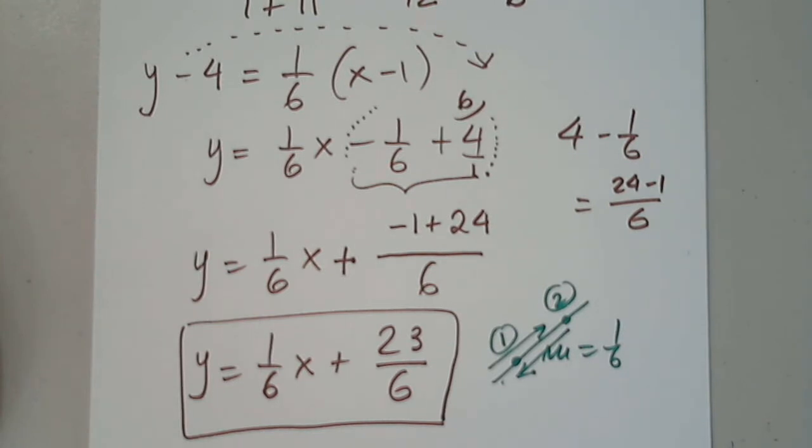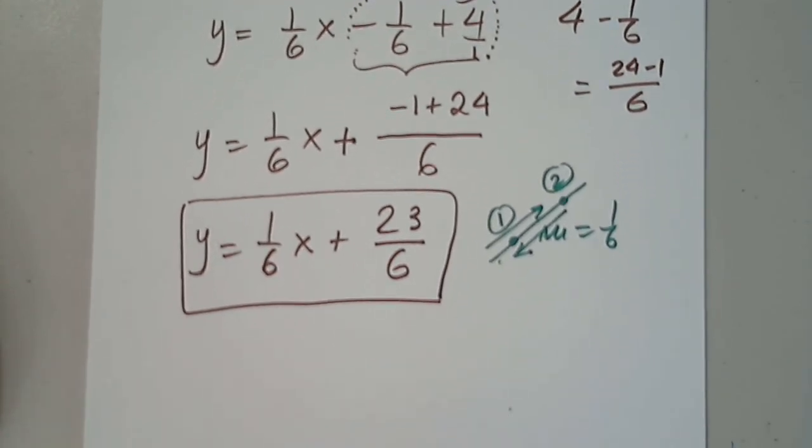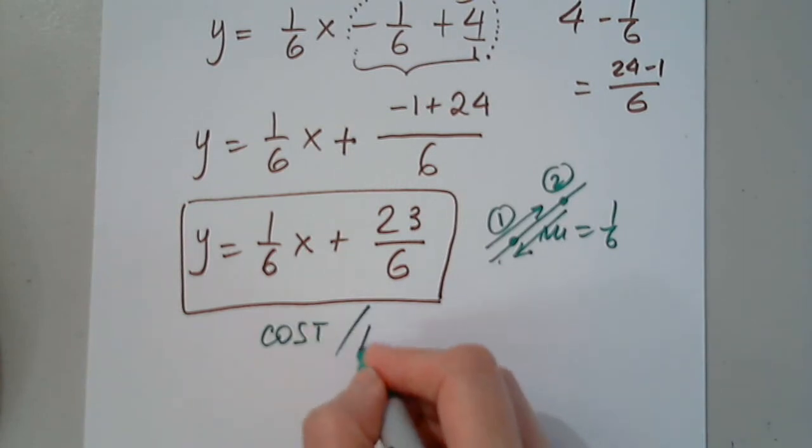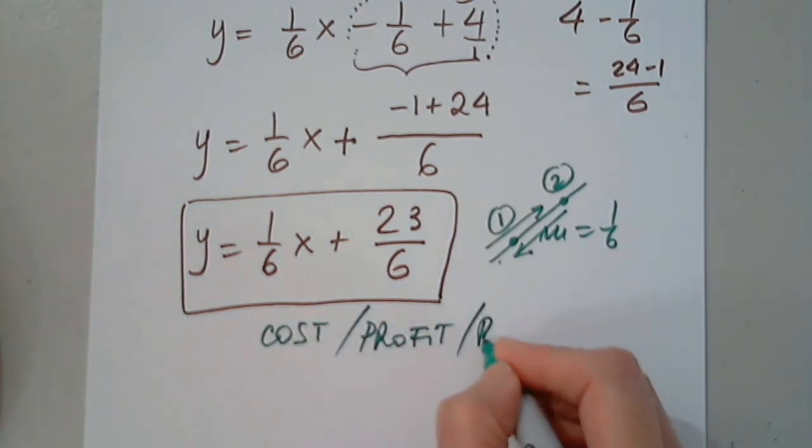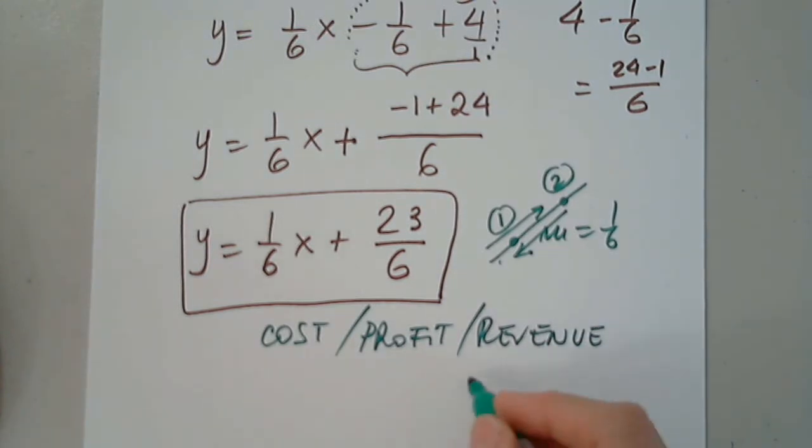Moving on. Okay, so now I would like to look at a word problem to identify, I don't know, profit and loss. I'd like to talk about that, because we want to talk about cost, revenue, and profit. So let me explain before we look at problem 61. Okay, so let's talk about cost, profit, revenue analysis.